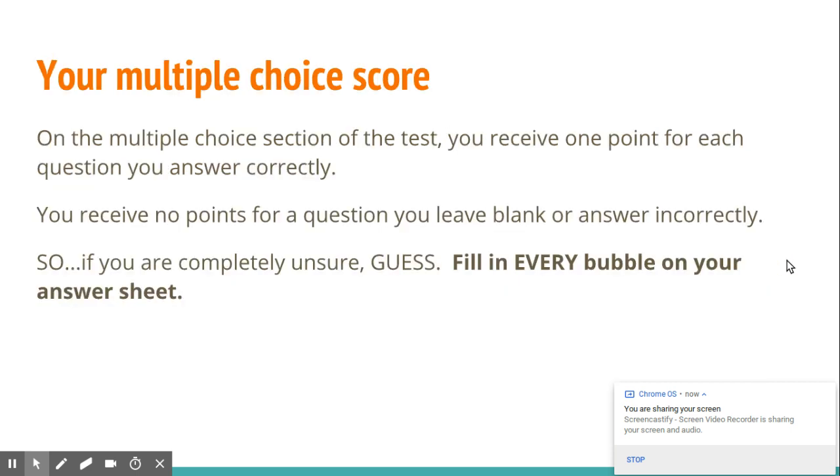In terms of your multiple choice score, you will receive 1 point for each question that you answer correctly. You don't get points for questions that you leave blank. So it's incredibly important that even if you are completely unsure, you guess and you fill in every single bubble on your answer sheet. Pick your letter of the day and go with it.